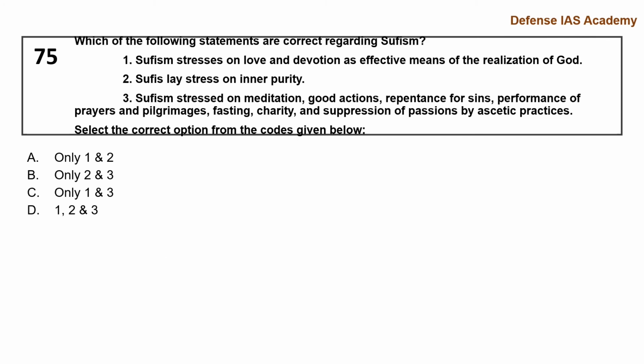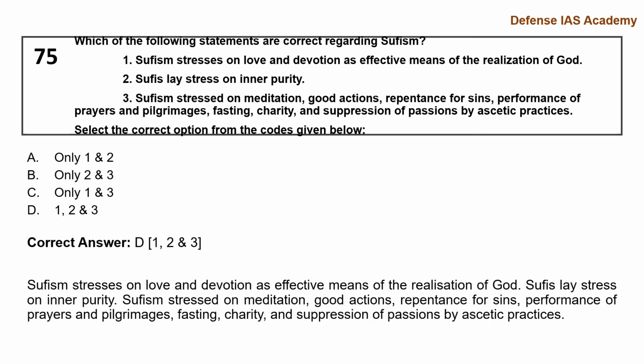Question 75. Which of the following statements are correct regarding Sufism? 1. Sufism stresses on love and devotion as effective means of the realization of God. 2. Sufis lay stress on inner purity. 3. Sufism stressed on meditation, good actions, repentance for sins, performance of prayers and pilgrimages, fasting, charity and suppression of passion by ascetic practices. Select the correct option from the codes given below. The correct answer is option D, 1, 2 and 3.